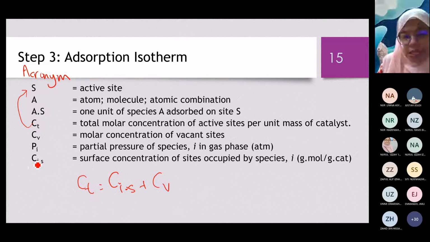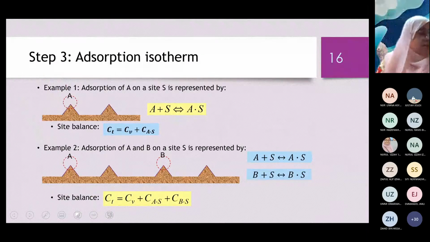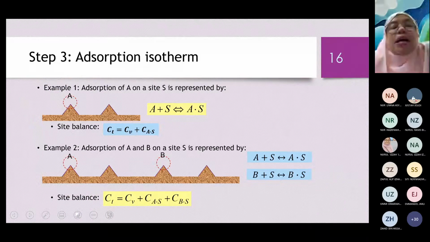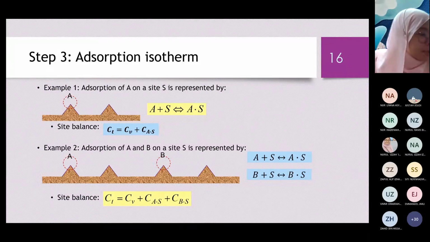I is any species. Surface concentration of sites occupied by species. And this is the unit, gram mol per gram catalyst. Similar for the concentration of vacant site, all per unit mass of catalyst, based on the mass of catalyst.